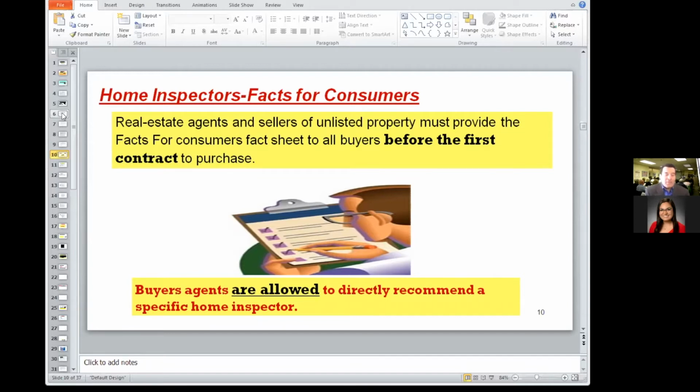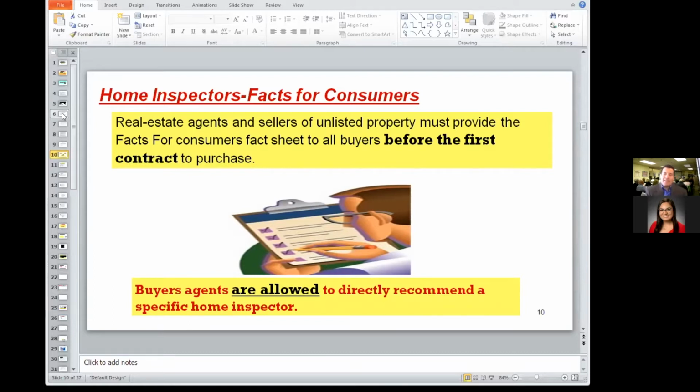Now, where are you going to get this form? Well, hopefully you're giving it already, but if not, you can go online and Google, hey, home inspector fact sheet for consumers, and print it out. It's 5 pages.